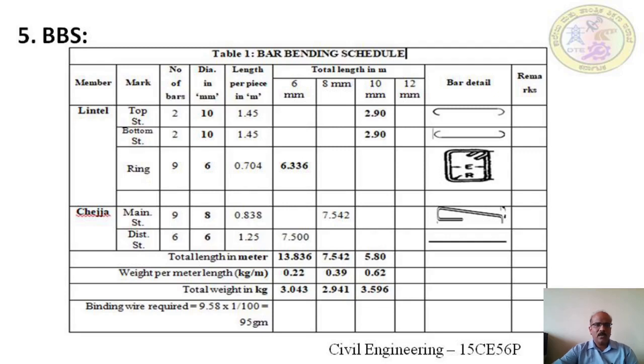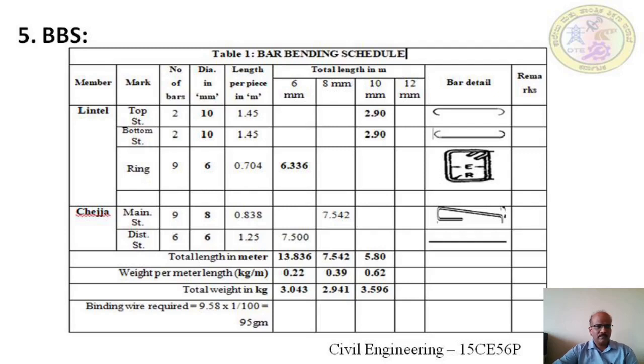Now we need to add these bars: what is the total length of the 6 mm bar, the 8 mm bar, and the 10 mm bar. The 6 mm bars will add up: 6.336 plus 7.5 meter is 13.836 meter. For the 8 mm bar, there is only one bar, and the total is 7.542. We need to add the 10 mm bars, 2.9 meter and 2.9 meter, which is 5.8 meter.